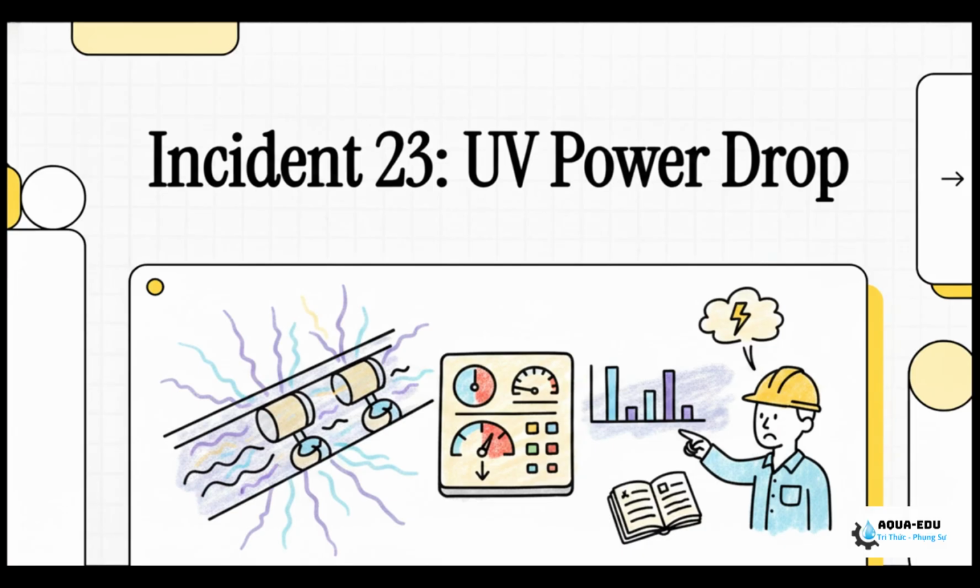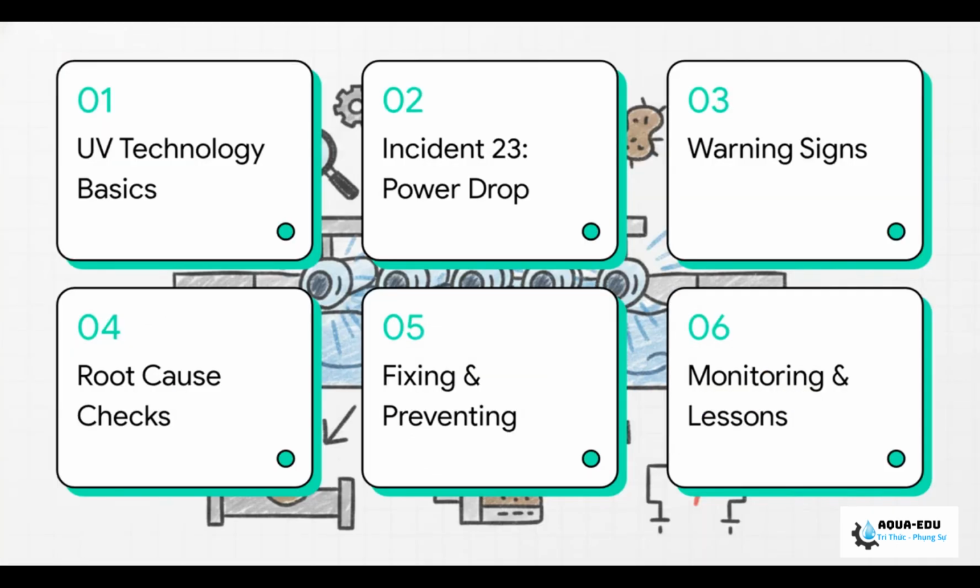So grab your notebooks because we're going to break down exactly how to diagnose and resolve a UV lamp power reduction safely and effectively. We've got a solid 6-step game plan for this explainer. We'll start with a quick refresher on UV basics, define exactly what a power drop entails, show you how to spot the warning signs on the floor, run through our 7 root cause checks, take corrective action, and finally, lock down our monitoring so this doesn't happen again.